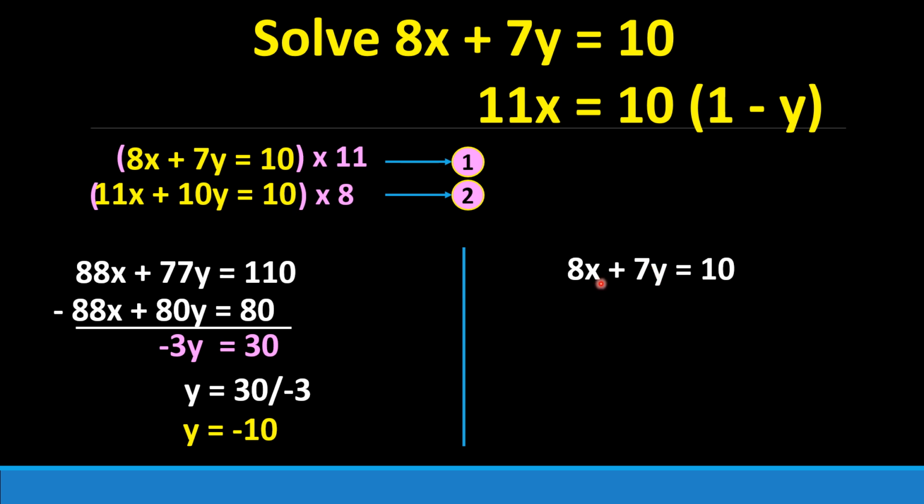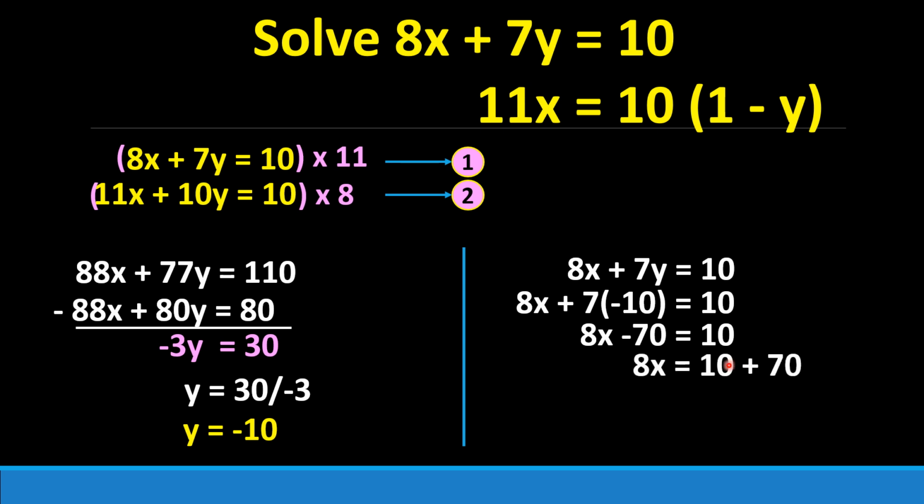So 8x plus 7 into minus 10 is equal to 10. That will be 8x minus 70, as 7 into minus 10 will be minus 70. So 8x minus 70 is equal to 10, and then this 70 can be taken to the right hand side. Then it will be 8x is equal to 10 plus 70, that is 80. So 8x is equal to 80. So x is equal to 80 divided by 8. Hence x will be equal to 10. Thus the solution of this equation is that x is equal to 10 and y is equal to minus 10.